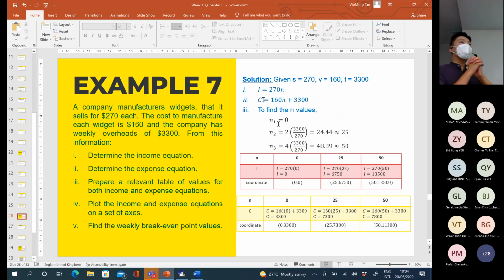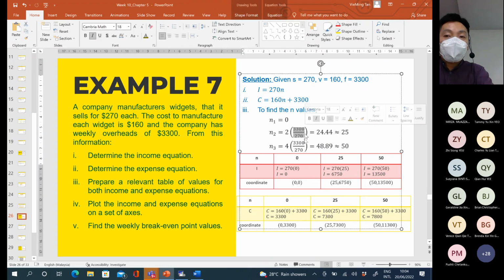Then we have to decide what are the coordinates that we need to have. It's better to have the first x value equal to 0, the origin point. So we can use the first n equal to 0, and then the second n value will be 2 multiplied by the fixed cost divided by the selling price per unit. So you'll get about 24.44.